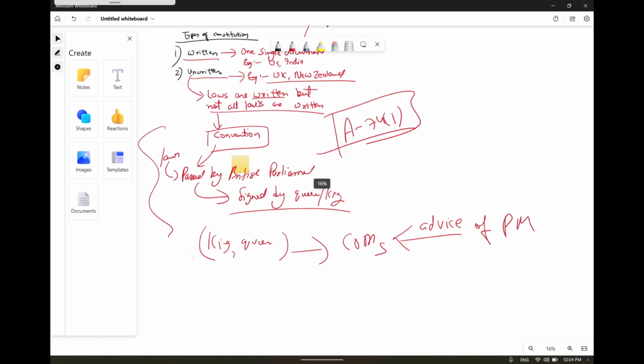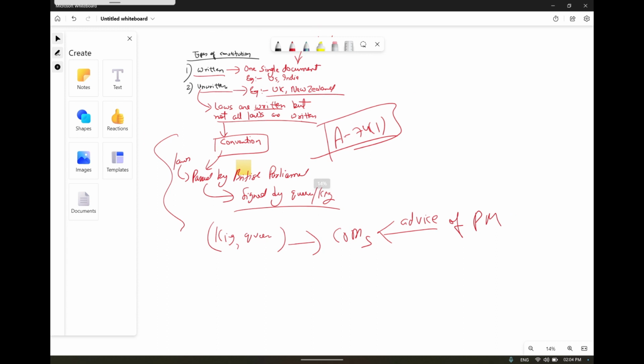So I hope you have understood the difference between a written constitution and an unwritten constitution. In a written constitution, all the laws and related things will be codified into a single document, and all the laws should be written under it.